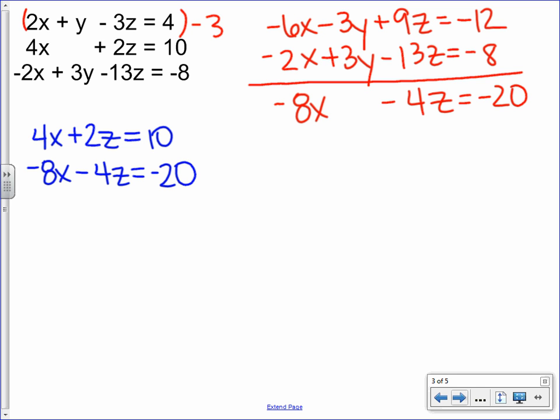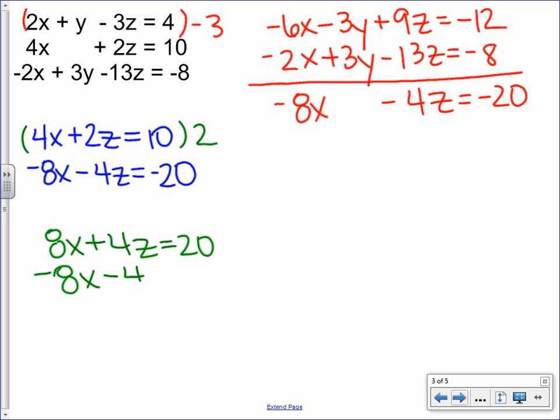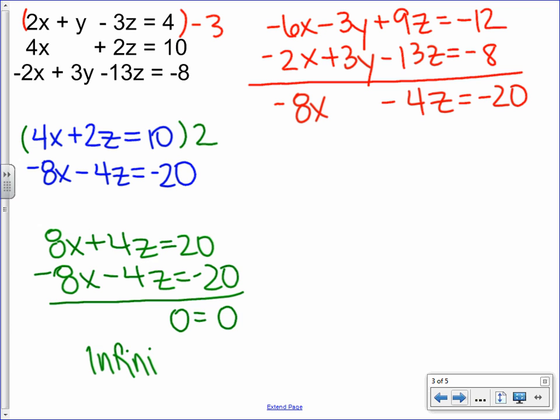What's happening? If we multiply this top one by what? Just 2, because we already have opposite signs. We get 8x plus 4z equals 20. Our second equation is -8x minus 4z equals -20. We get 0 equals 0, which means there are an infinite number of solutions.